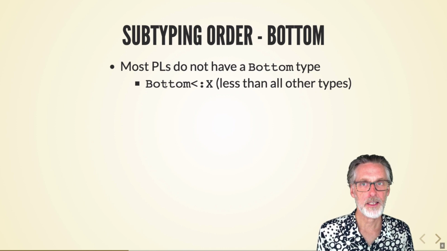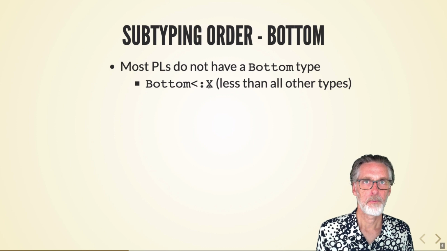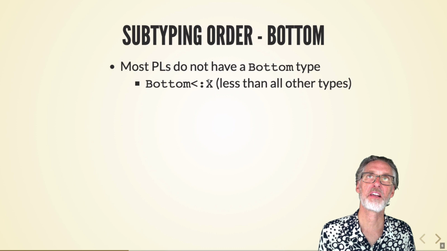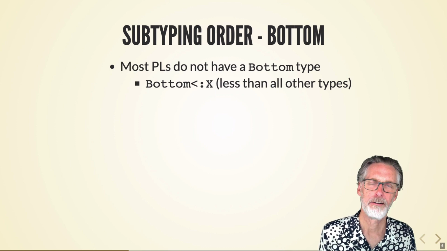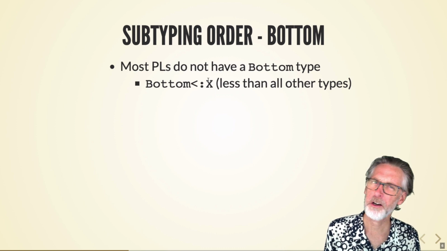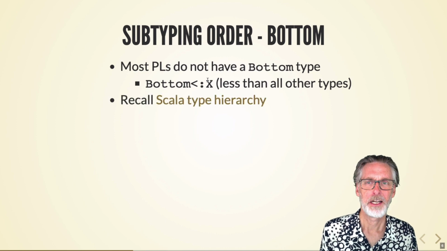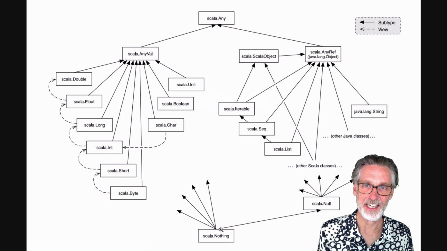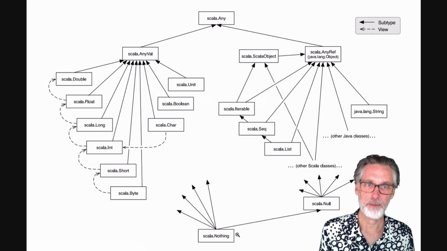It's less than all other types. Therefore, it must be the most specific of everything. It's like the thing that is both a cat and a dog. What is the thing that is both a cat and a dog? It is nothing. In Scala, there is such a type, and in fact, it's called Nothing. There it is, sitting down at the bottom.